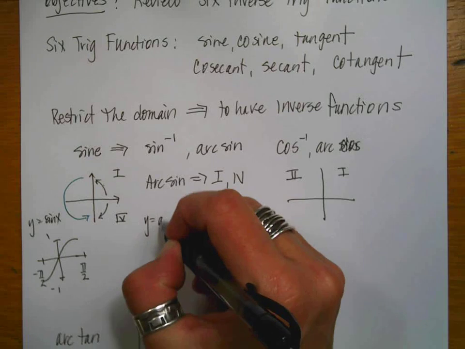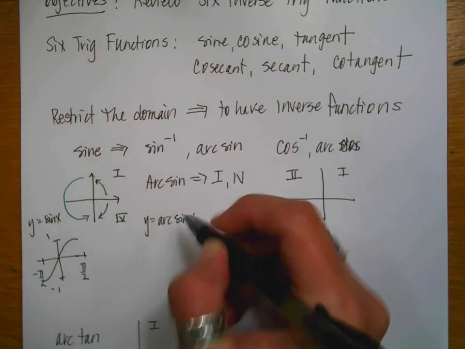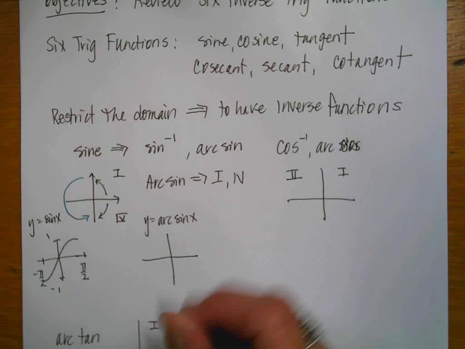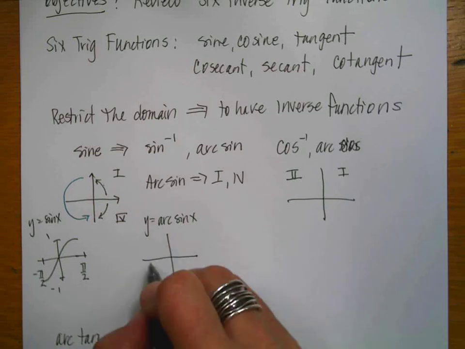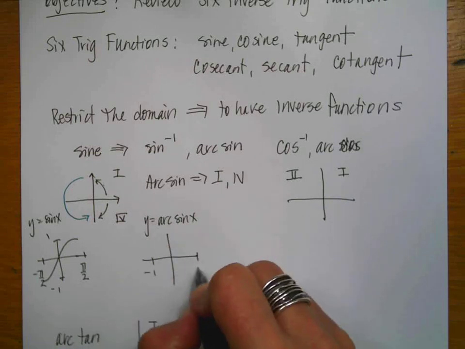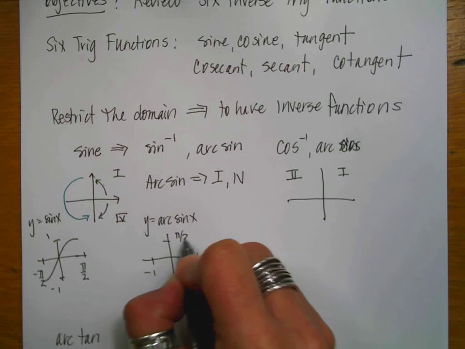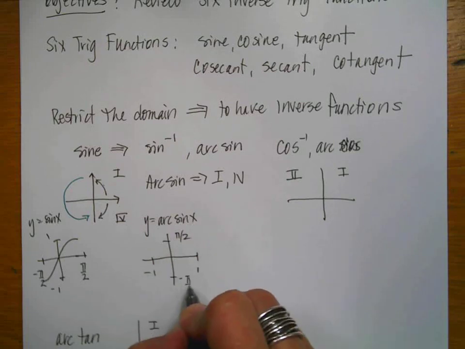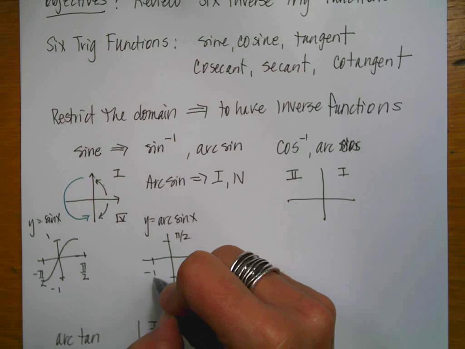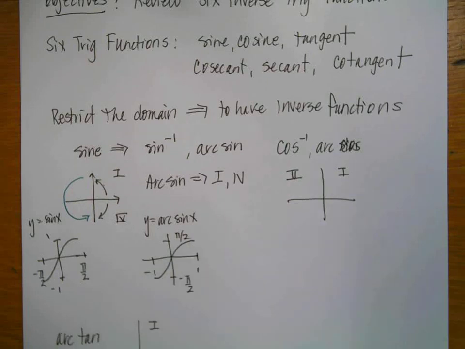If I graph y is equal to the arc sine of x, then that's going to go, remember the domain and the range flip for our inverse functions. And so this is going to be pi over 2 and a negative pi over 2. And then arc sine is going to look like this. So it looks like the same basic graph. The biggest thing to notice is that my domain and range have switched places.